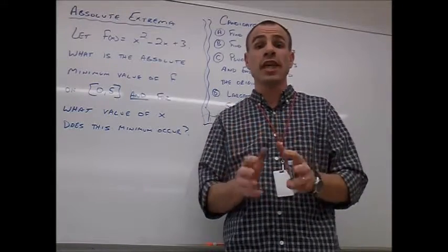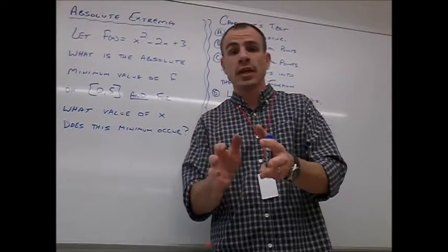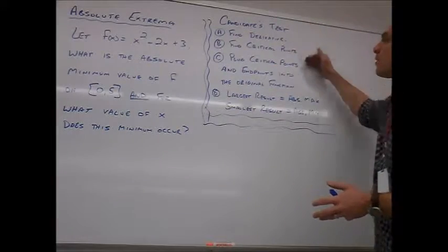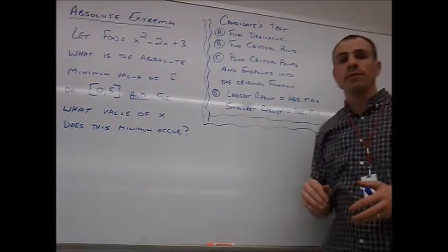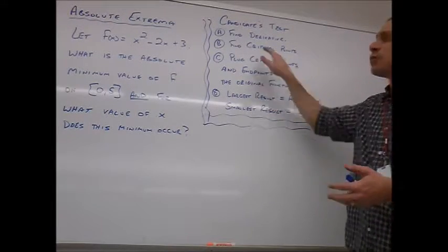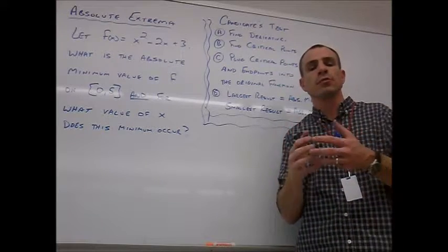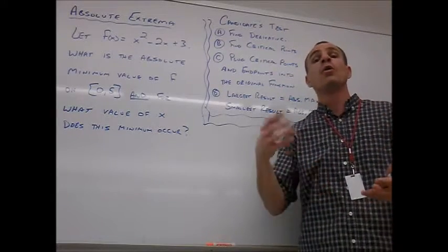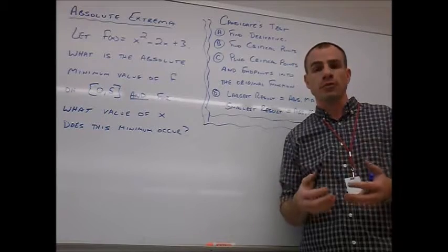Okay, so we're going to do the candidates test in order to get this done. What does the candidates test ask us to do? Here are our steps. The first step, we're going to find the derivative of our function. That allows us to get the critical points. Remember, critical points occur when the derivative is equal to 0 or does not exist. So we have to find those critical values.